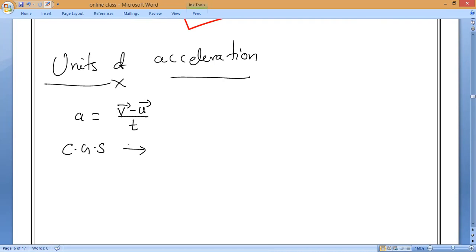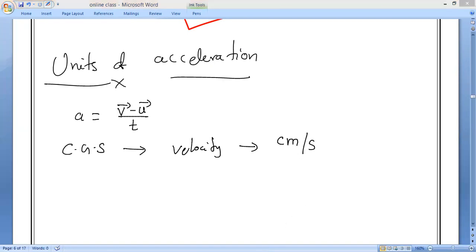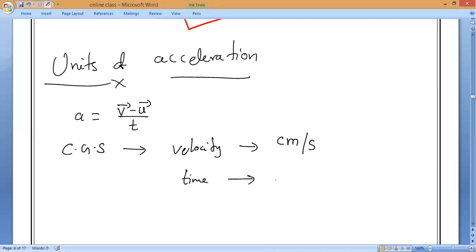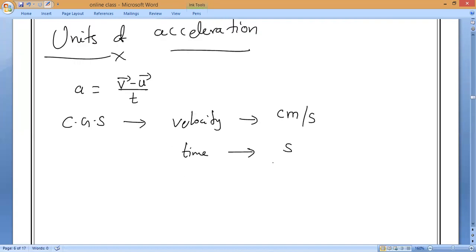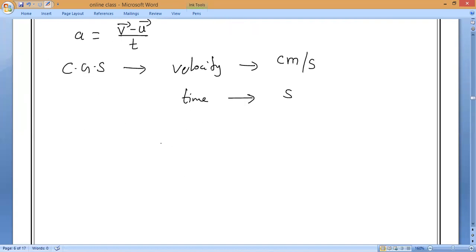First of all, CGS unit. What is the CGS unit of velocity? Check your notebooks and tell me. Last class I taught you. CGS unit of velocity, guys, is centimeter per second. Yes or no? Now, what is the CGS unit of time? Second. Now you substitute in the formula.